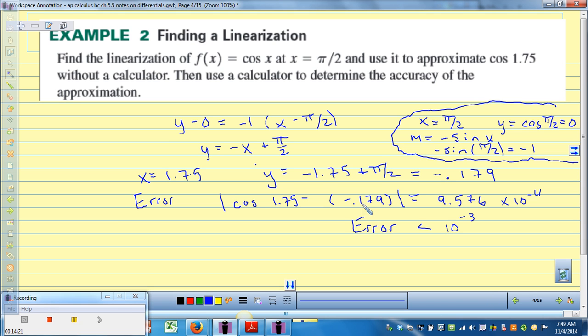Yeah, Becky. Why is the error less than 10 to the negative 3? Well, because 9.576 times 10 to the negative 4 is less than 10 to the negative 3, right? So if we have rounding error on this, we're still going to be somewhere in the 10 to the negative 4 range, and all of those are smaller than 10 to the negative 3. So we can guarantee we're less than 10 to the negative 3. Okay. Anything else on this?